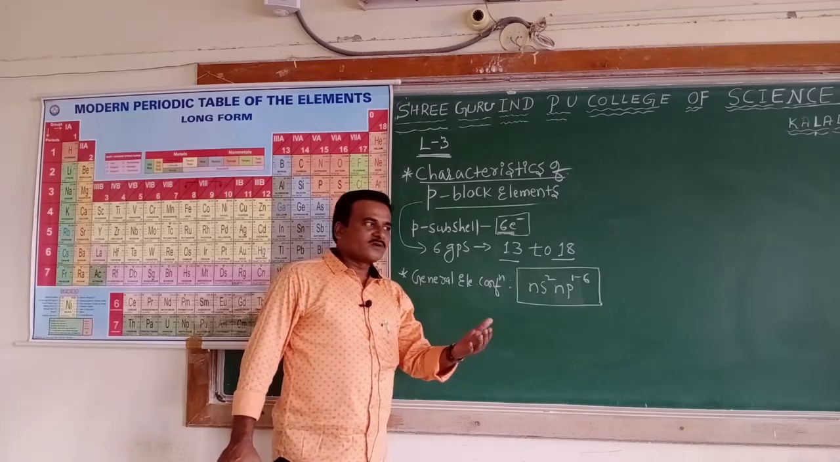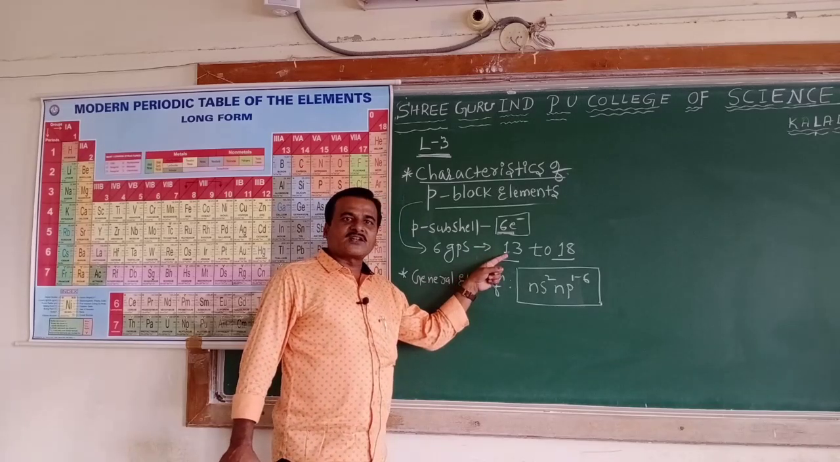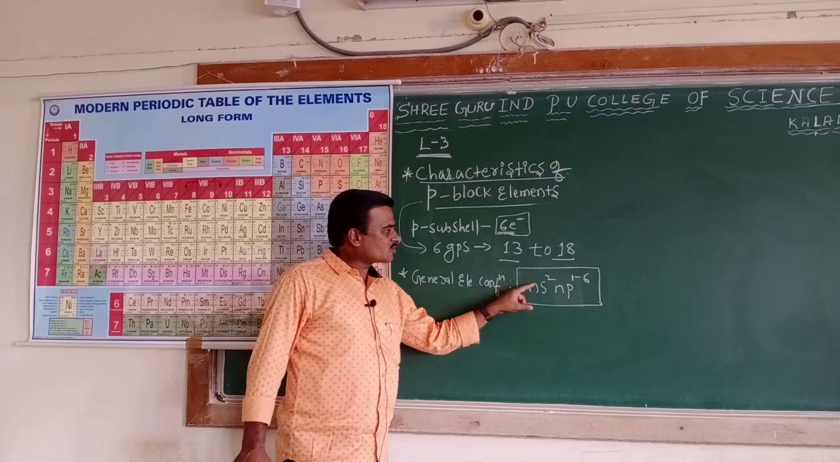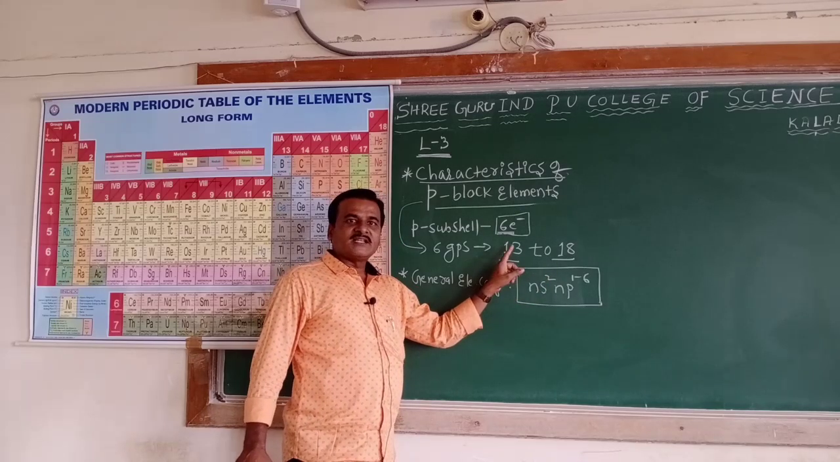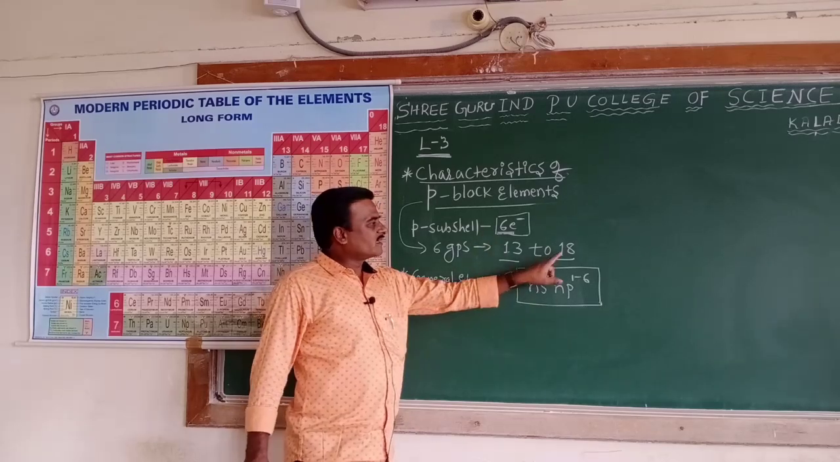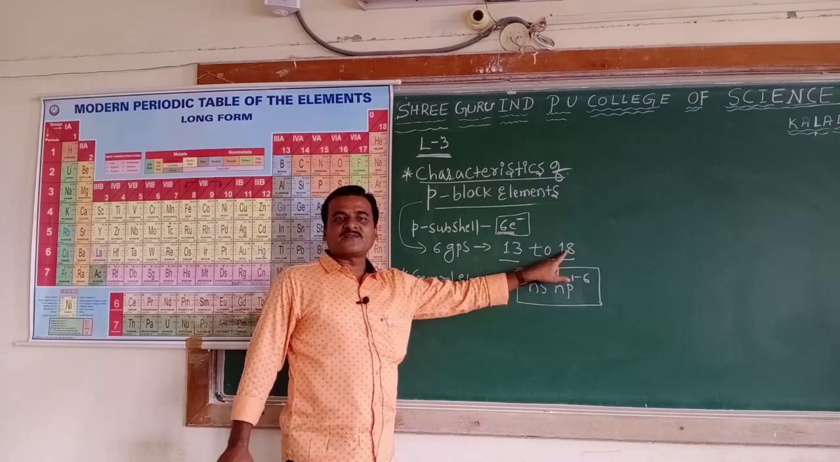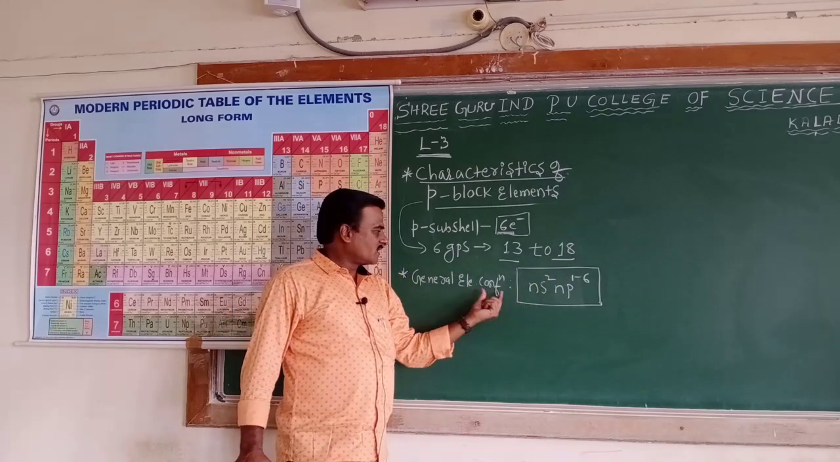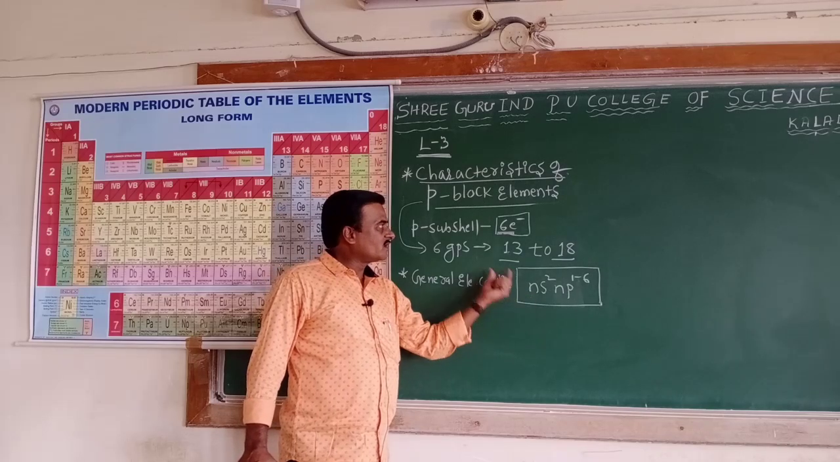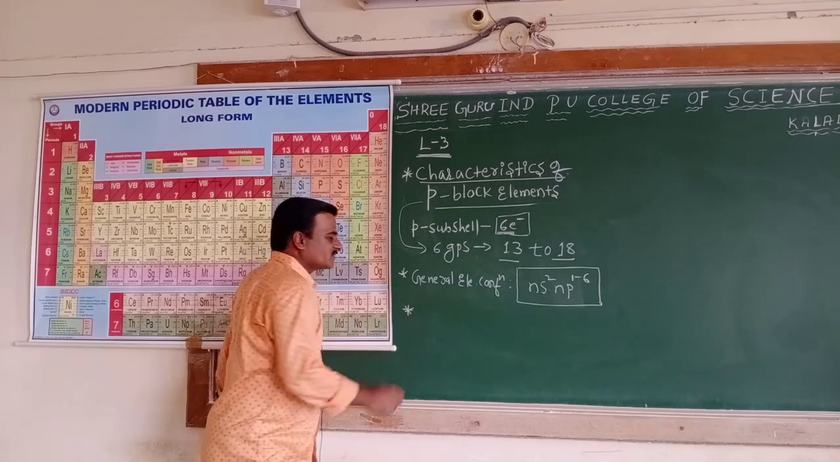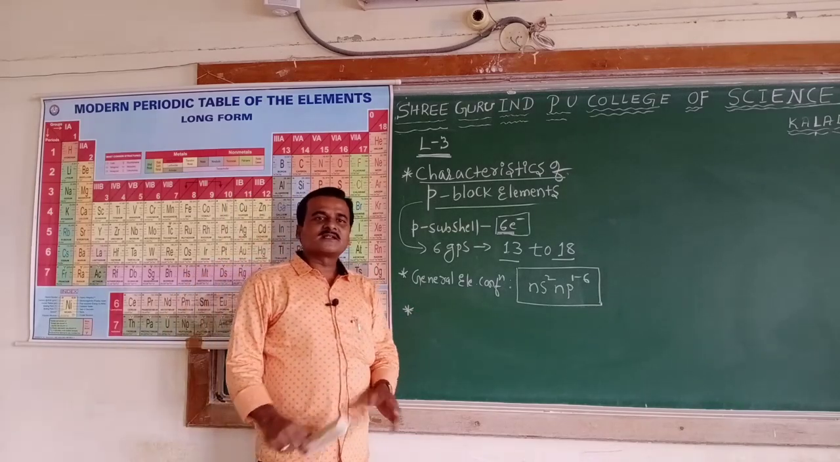If you go in particular with the electronic configuration of the 13th group, the outer electronic configuration is ns2, np1; 14th is ns2, np2; 15th is ns2, np3, and so on. The general electronic configuration of the 18th group is ns2, np6. So this is the electronic configuration of p block elements.